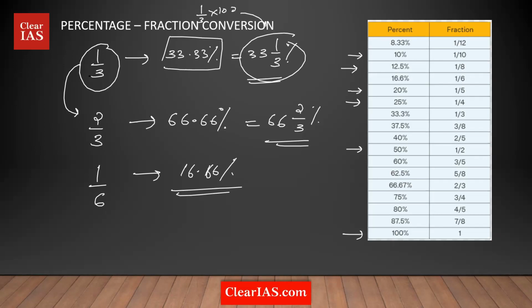So this is also very easy to remember. 1 by 3, 2 by 3, 1 by 6. Again, I can take a half. 1 by 6, half is 1 by 12. 1 by 6 is 16.66, and half of that is going to be 8.33%. These values are very easy for you to remember, right?